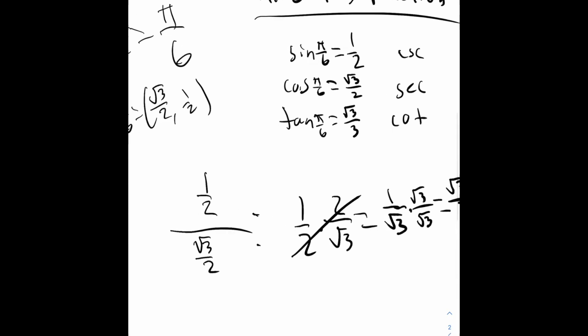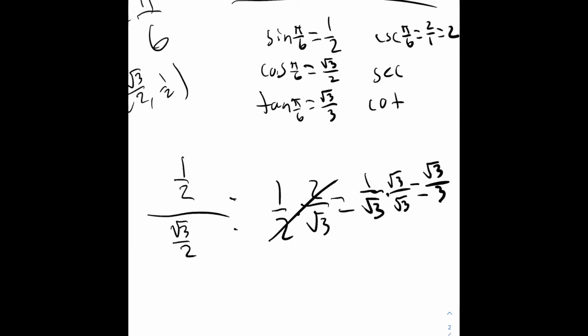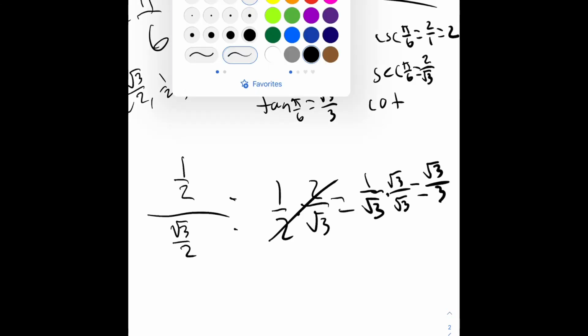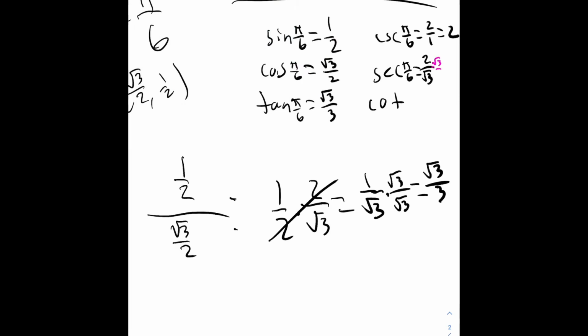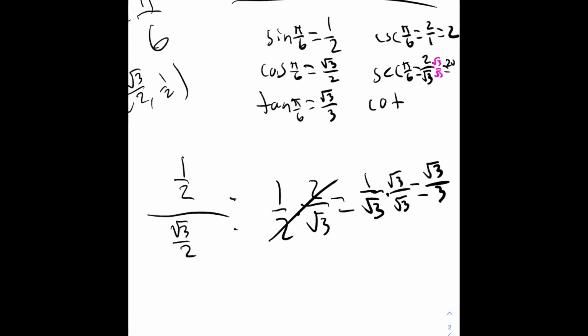Now, some of this will be quick because all I have to do is flip it. So if my sine of pi over 6 is 1/2, well, cosecant is going to be 2 over 1, which is just 2. Secant is very similar, but when I flip this, I get left with that square root sign on the denominator. So I'm going to multiply both sides by the square root of 3. So I'm going to be left with 2 square root 3 all over 3.